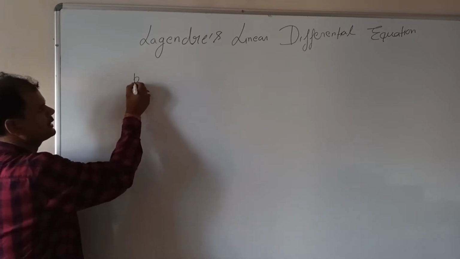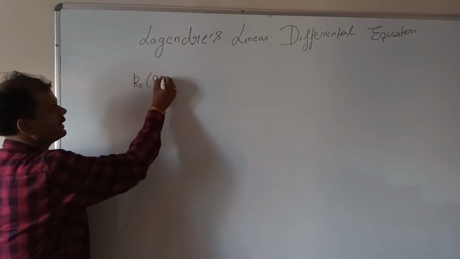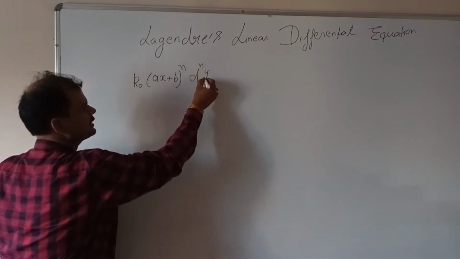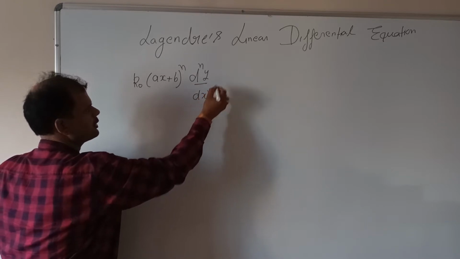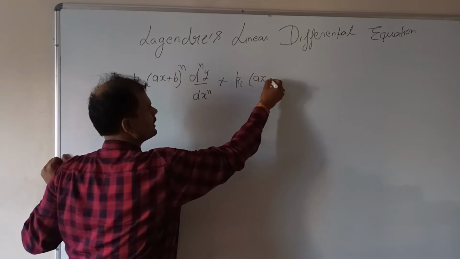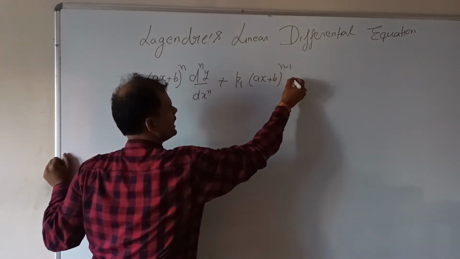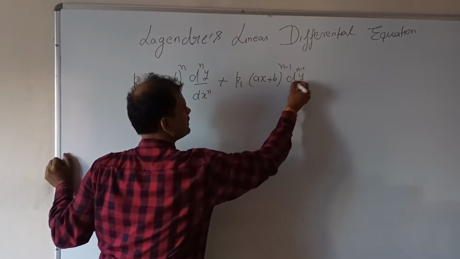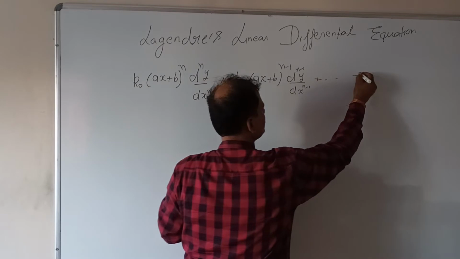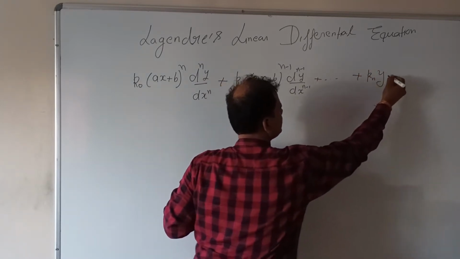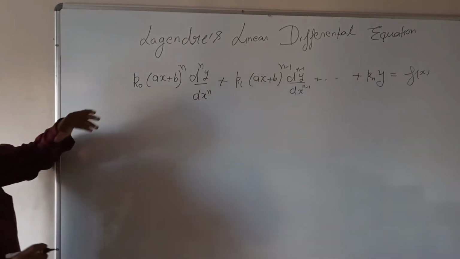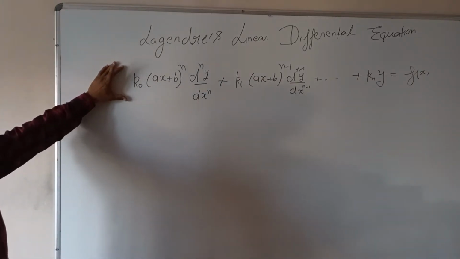If I write here k0 (ax plus b) power n d^n y by dx^n plus k1 (ax plus b) power n minus 1 d^(n-1) y by dx^(n-1) plus dot dot dot plus kn y equal to f of x. So this is the nth order Legendre differential equation.